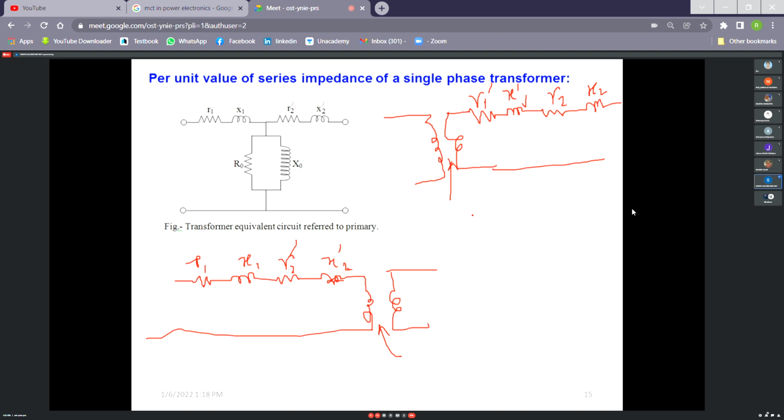So whenever we shift from the secondary side to primary or primary side to secondary, there will be change in voltage and change in current based on MMF balance, I1 N1 equal to I2 N2, and based on that voltage per turn is same, V1 by N1 equal to V2 by N2. So that relationship should be maintained. So that is one difficulty.